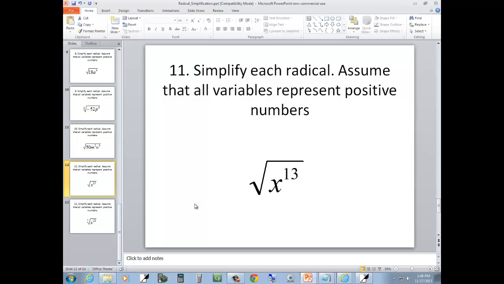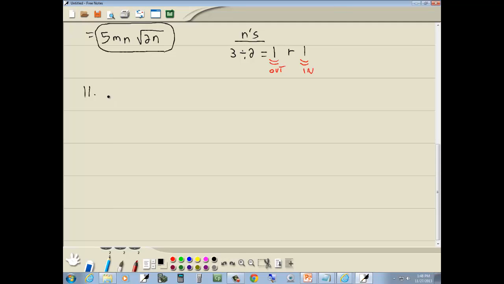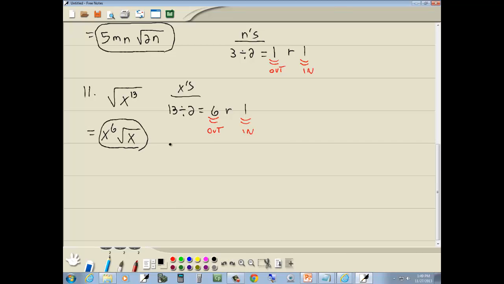Let's look at this one. We got square root of x to the 13th. Well, let's figure out how many x's we're going to have come out. We're going to take our power, which is 13, divide by our index, and since it's square root, it's by default 2. 13 divided by 2 is 6 with a remainder of 1. So this tells us how many x's we have come out. This is how many x's are going to stay in. So we're going to have 6 x's come out, and we'll have 1 x stay inside. And that'd be our answer.